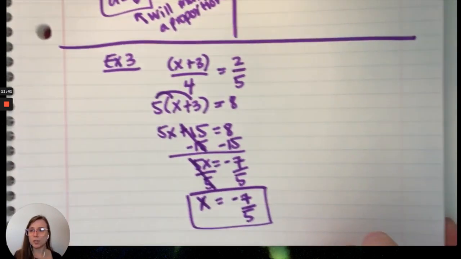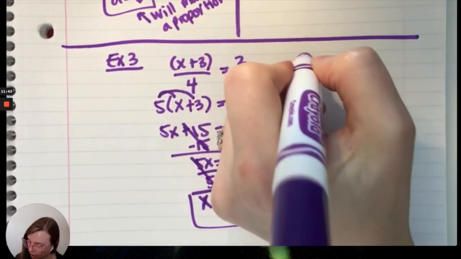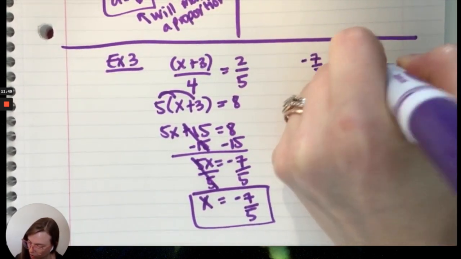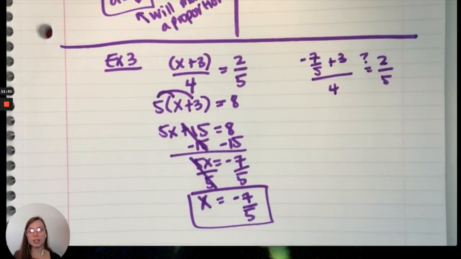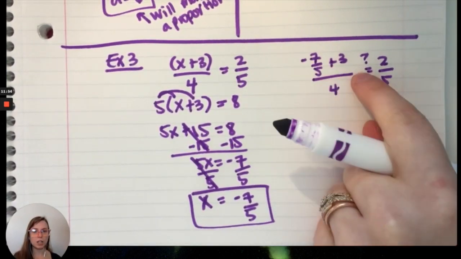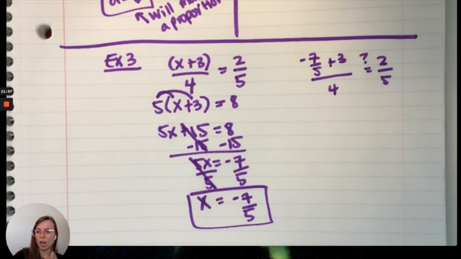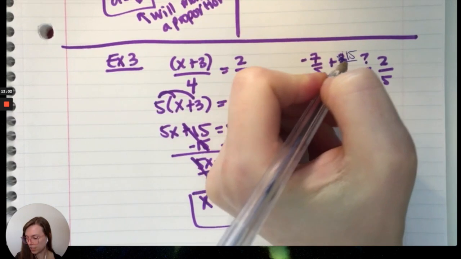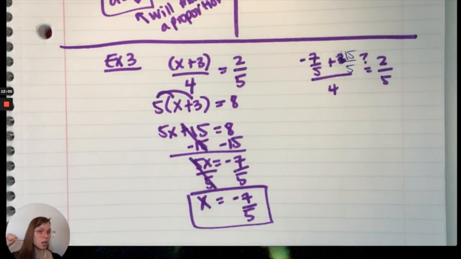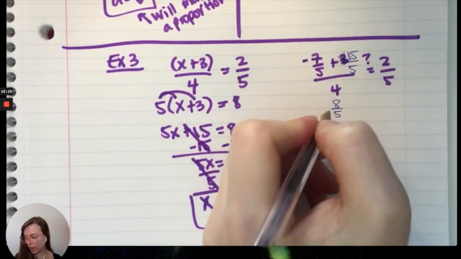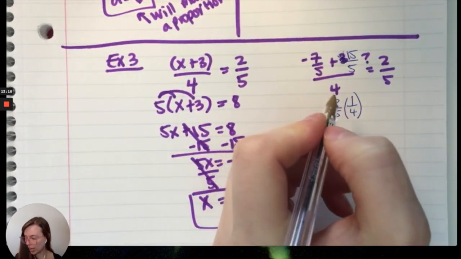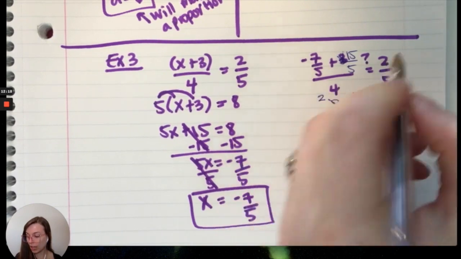I'm going to do the check step just because I still have 4 minutes. So I'm going to have negative 7/5 plus 3 over 4 equals 2/5. This is my check step. So negative 7/5 plus 3. I want to make this have a common denominator so I can add. This 3 is going to turn into 15/5 because that's the same as 3. Alright, negative 7/5 plus 15/5 is 8/5. Divided by 4 is the same as multiplying by the reciprocal, which is 1/4. And 8 divided by 4 makes 2, so that is 2/5.